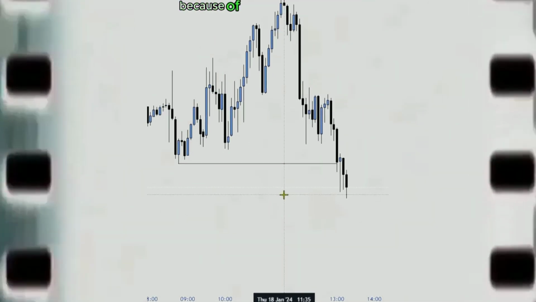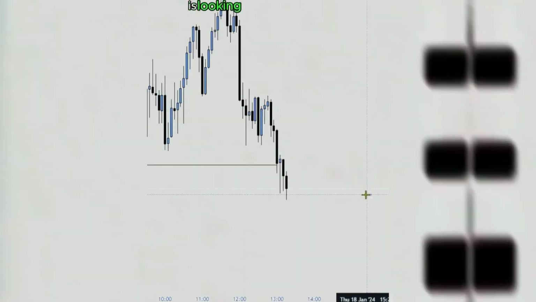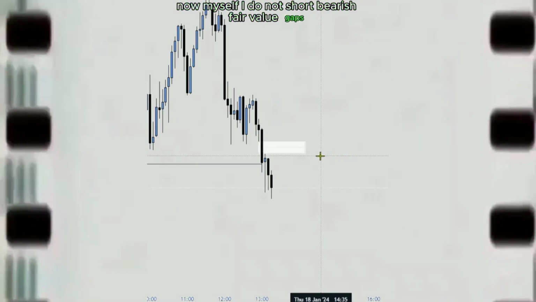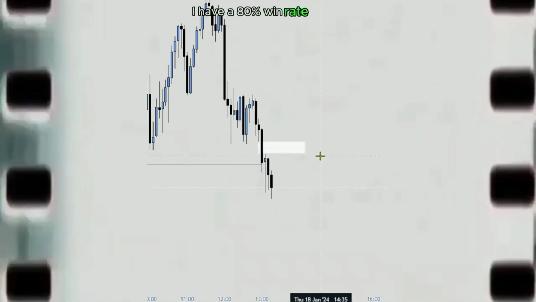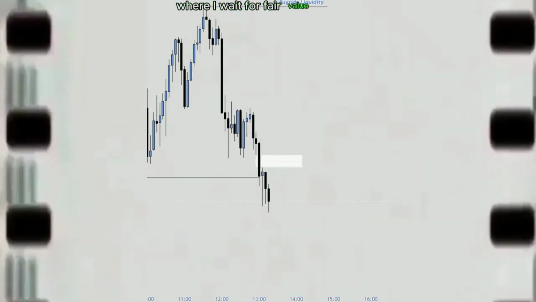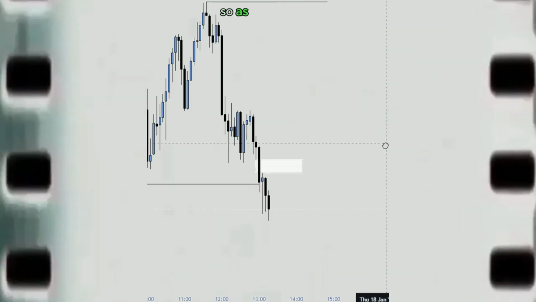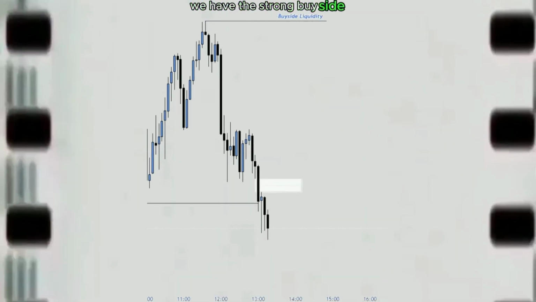Now, what most ICT traders would be doing because of this market structure shift is looking for shorts from this bearish fair value gap. Now, myself, I do not short bearish fair value gaps. I have an 80% win rate model where I wait for fair value gaps to be inversed and I actually target opposing liquidity. So as you can see, we have this strong buy side liquidity up here.